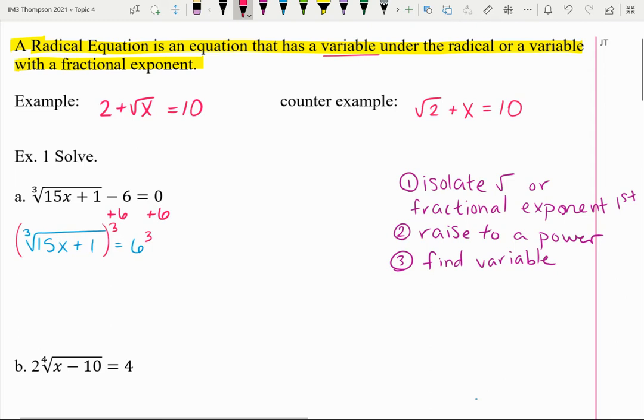So taking the third root and raising it to the third power are inverse operations. Those two things cancel each other out. So on the left-hand side, I'm just left with 15x plus 1. On the right-hand side, I'm left with 6 cubed. 6 times 6 times 6 gives me 216, maybe, I think. Yes, 216. And then I just finished solving.